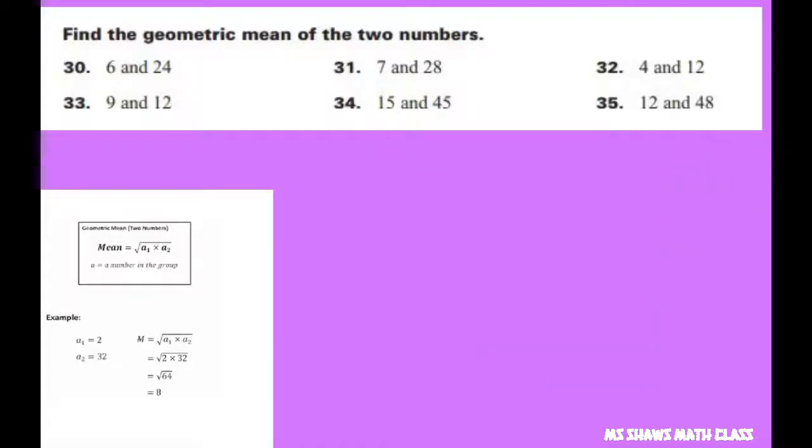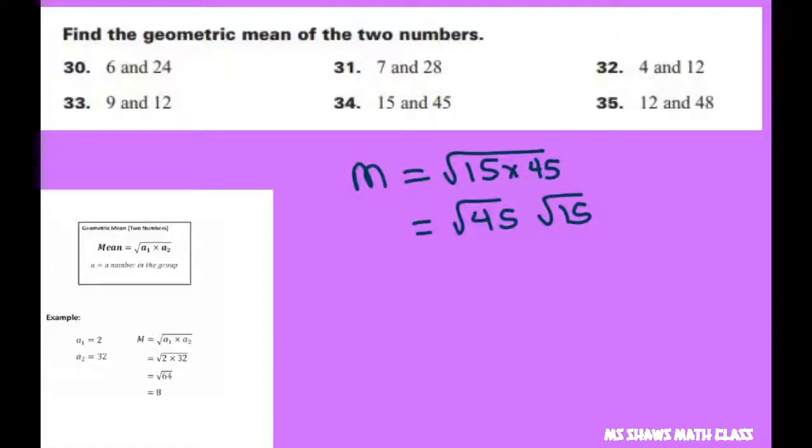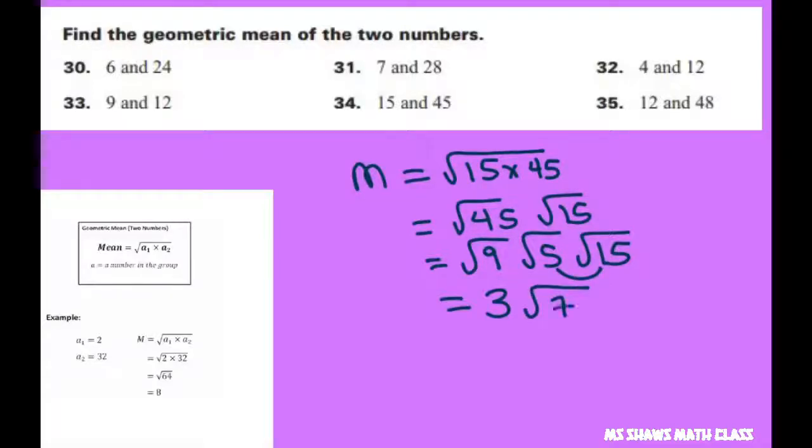And we got this one. The geometric mean is going to be the square root of 15 times 45. Now, if I don't want to use the calculator, I can say the square root of 45 times the square root of 15. The square root of 45 is 9 times 5, so I can break it up as the square root of 9 times the square root of 5. Then we still have the square root of 15. The square root of 9 is 3, and you can multiply those two, that's the square root of 75.